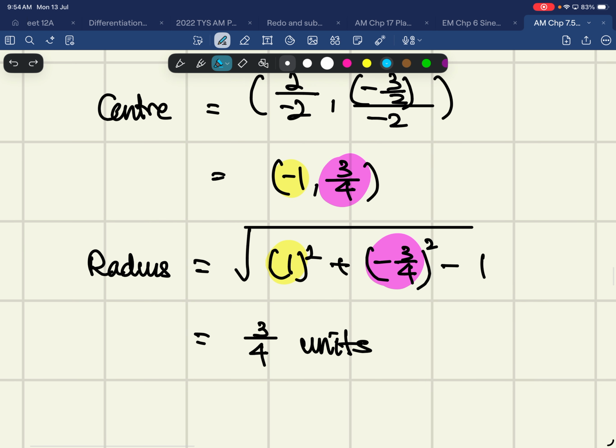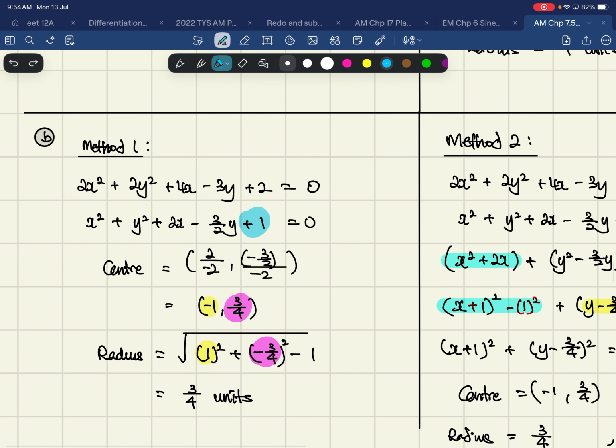Remember the formula for radius. Whatever the coordinates of the center, we flip the sign to put inside the bracket. Then we square. But if the C is already a negative, then at the bottom you put a plus. Yes, because negative becomes positive. Okay? And our C value is 1, so it's a minus C, so minus 1. Answer is 3/4. If you want to leave it at 0.75, it's fine.